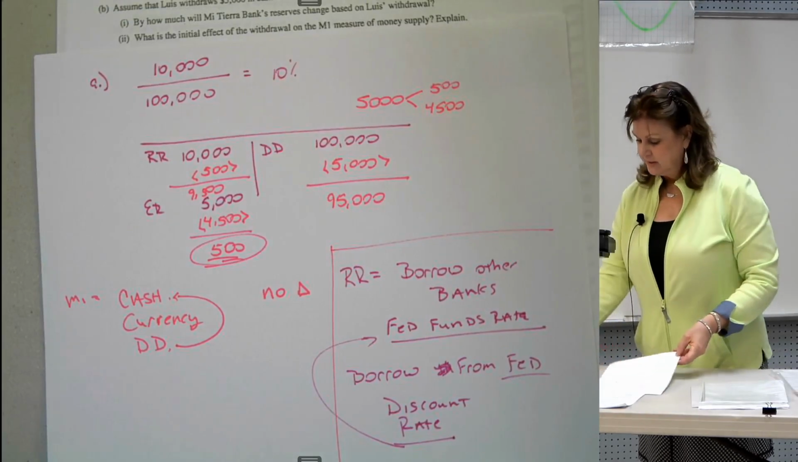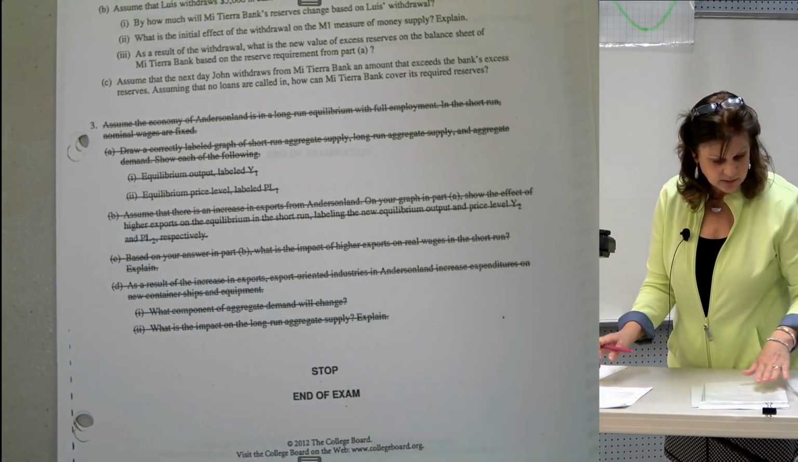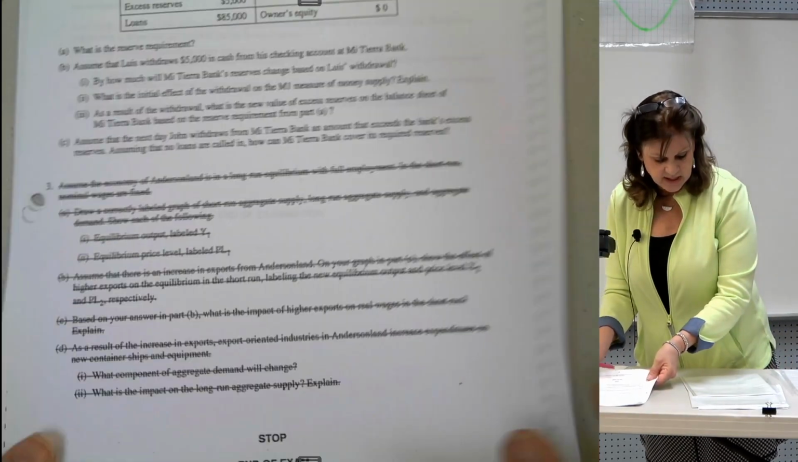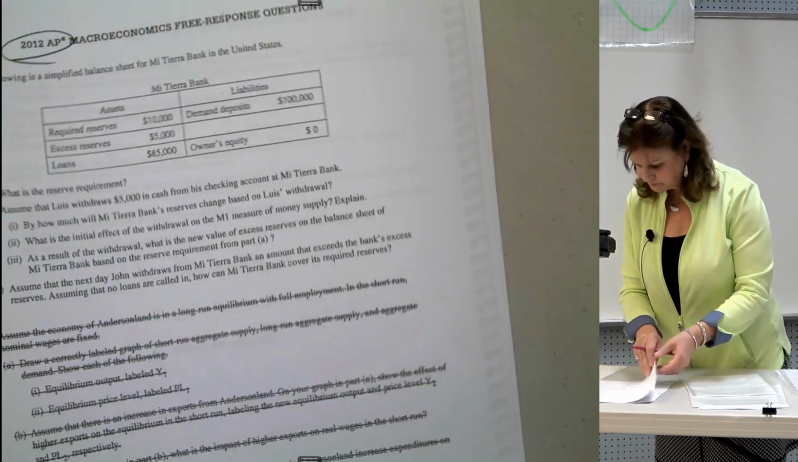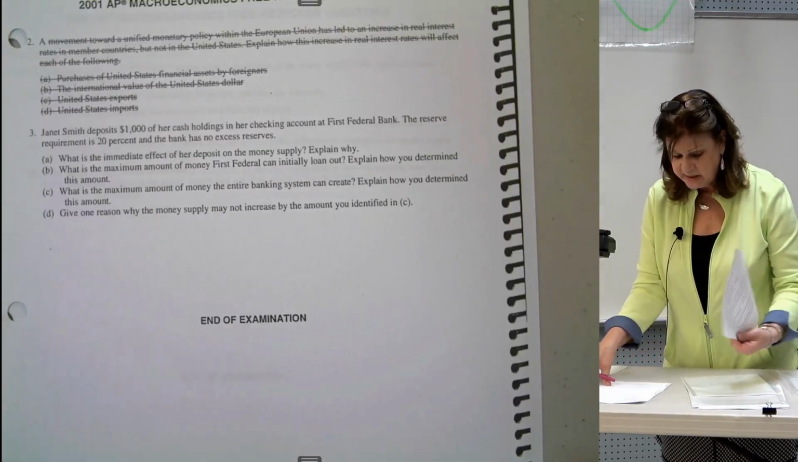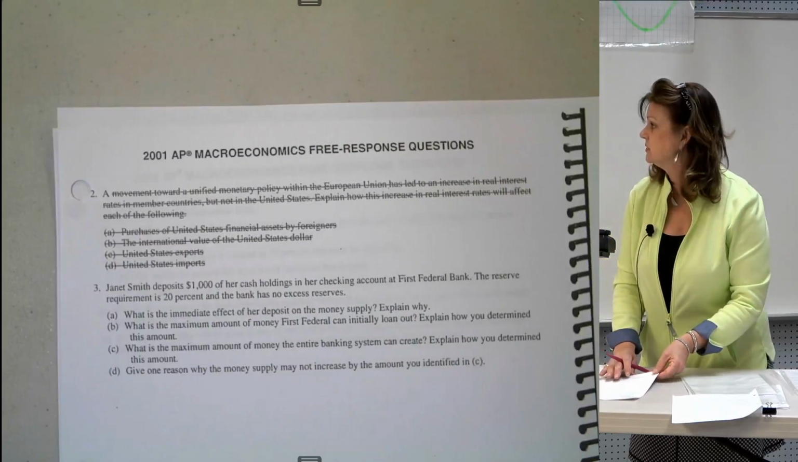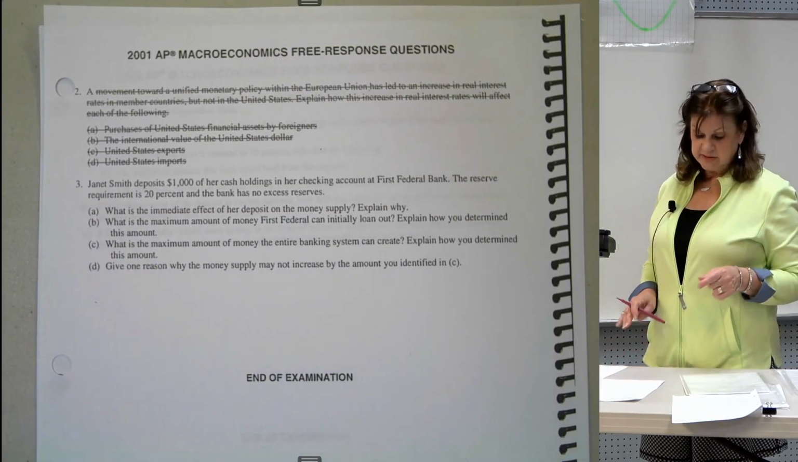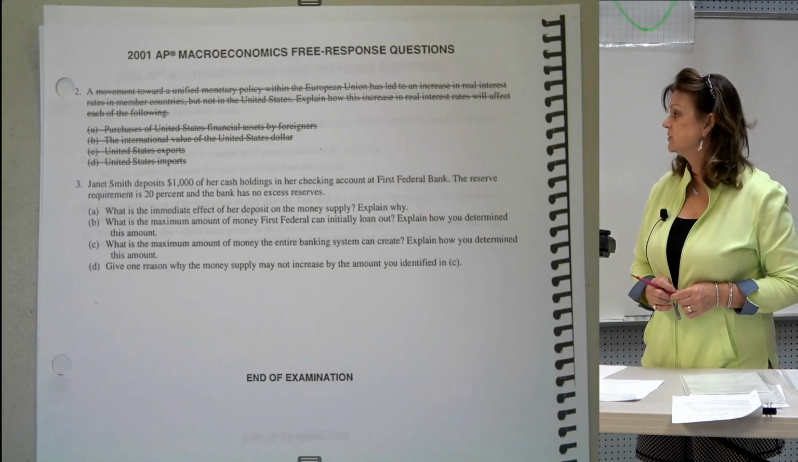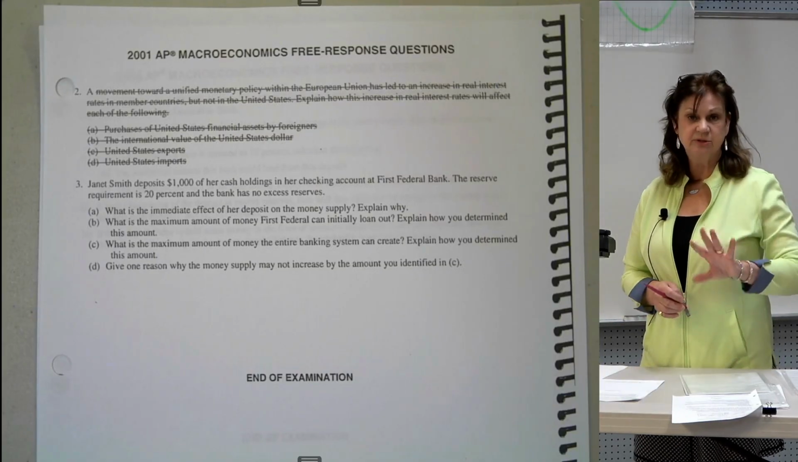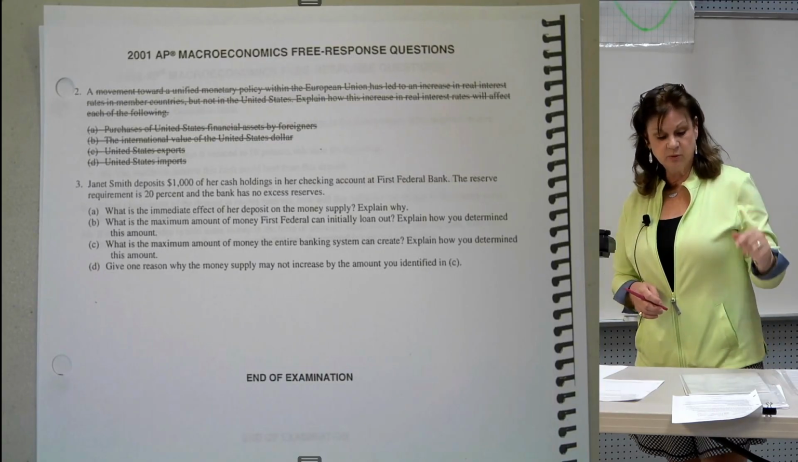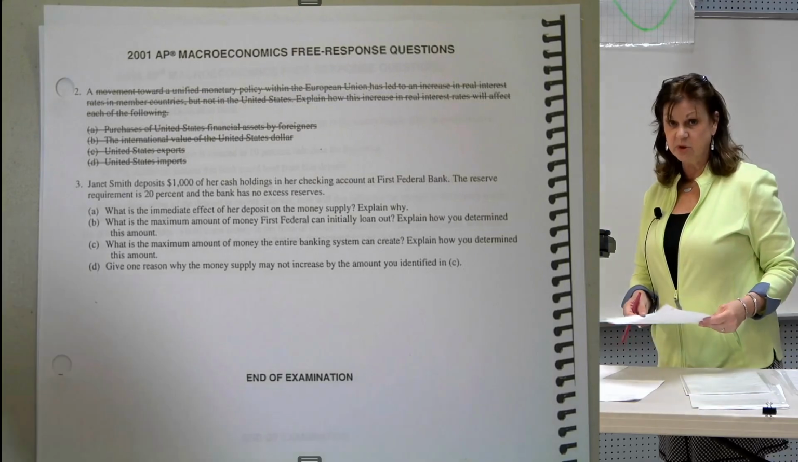All right, so listen, you've got about 2 minutes left, so we're going to let you go probably a minute early. So tonight, if you would please, see if you can answer this question. The 2001 free response, Janet Smith deposits $1,000 of cash in her holdings into the bank. So answer this question. We'll pick up here tomorrow. We've got some more free response questions to practice tomorrow, and we'll go from there.